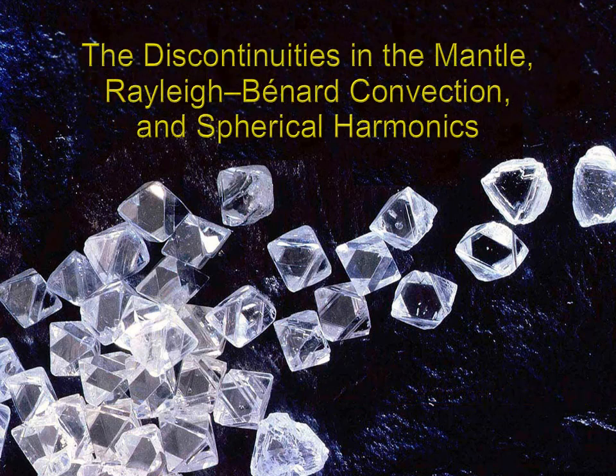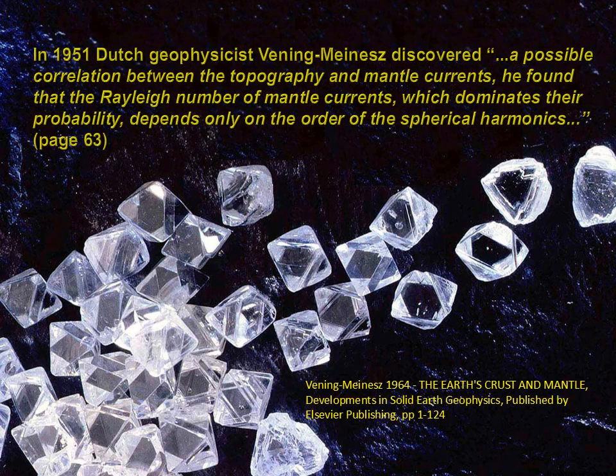The relationships between discontinuities in the mantle, Rayleigh-Bénard convection, and spherical harmonics. Weenik Mines, a Dutch geophysicist, discovered a possible correlation between the topography of the Earth and mantle currents. He found that the Rayleigh number of the mantle currents depends only on the order of the spherical harmonic. This is illustrated graphically in the next slide.